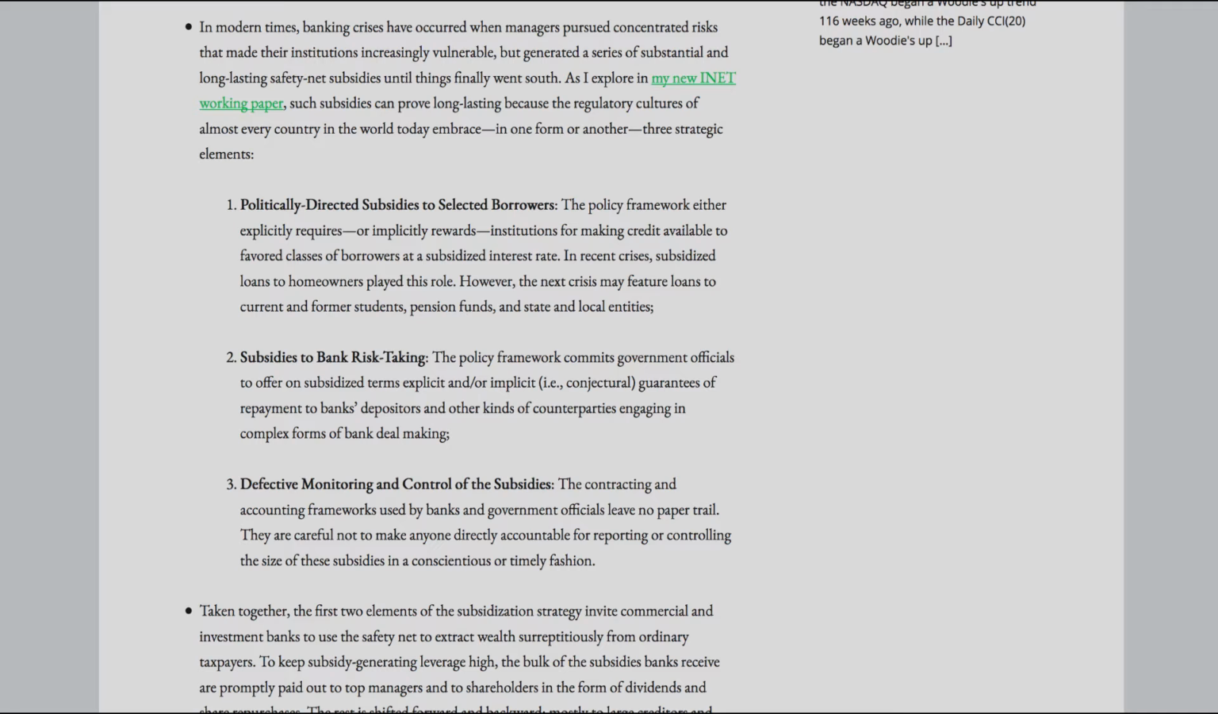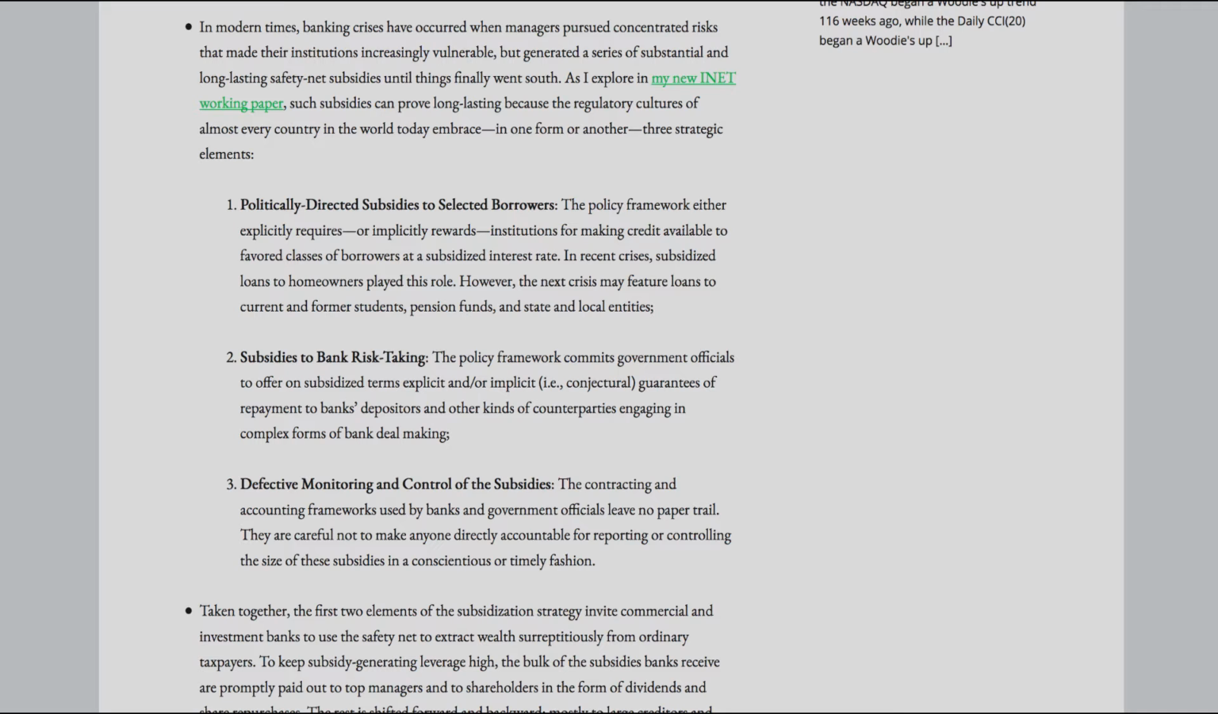1. Politically directed subsidies to selected borrowers. The policy framework either explicitly requires or implicitly rewards institutions for making credit available to favored classes of borrowers at a subsidized interest rate. In recent crises, subsidized loans to homeowners played this role. However, the next crisis may feature loans to current and former students, pension funds, and state and local entities.